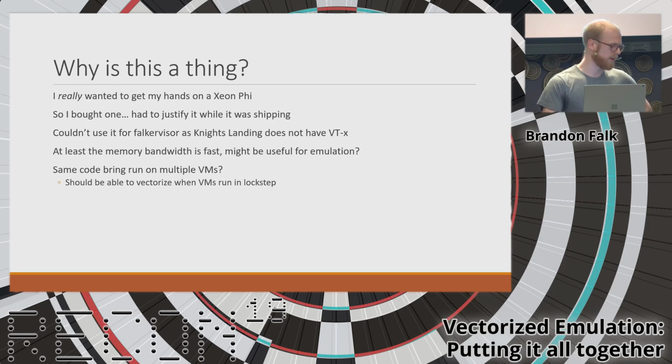And the first thought is always just to port Falkervisor to it, because that was my bread and butter for a few years. But Knight's Landing, this Xeon Phi microarchitecture, doesn't support VTX. Now some of the Xeon Phis do support it, but not at the time. And so I ended up not being able to use Falkervisor on this at all. So I started looking into what I could do. And that was basically emulation.